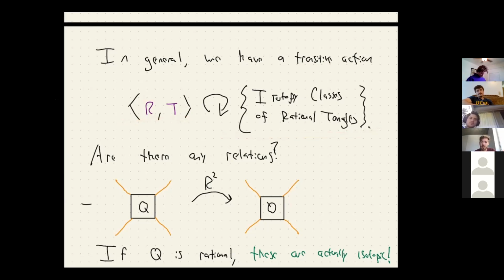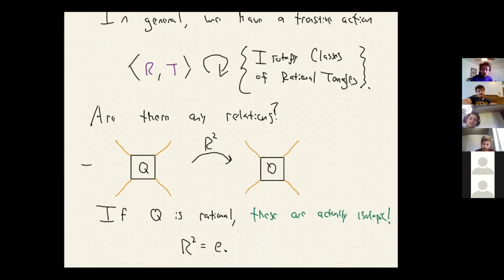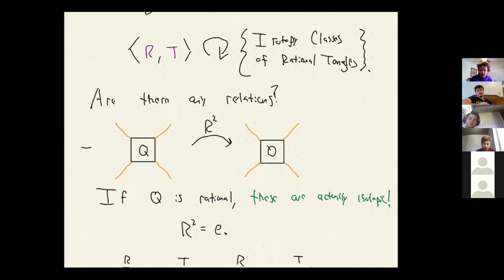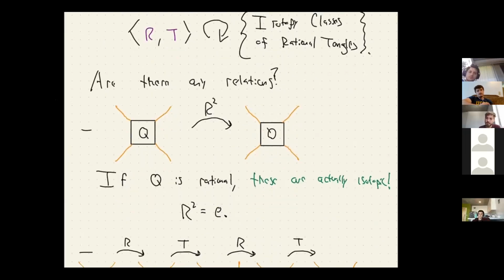So a question you can ask: are there any relations? What's the kernel of this action? One thing which I'm not going to prove, this is JJ's question, what happens if you rotate twice? So you get something which looks like this, and it actually turns out that if Q is rational, then these two are isotopic. So this is something that doesn't hold in general. For example, if I take that tangle from earlier, where I just had one of the strands completely knotted, and I perform 2 rotations to that, that thing is not going to be isotopic to the original.